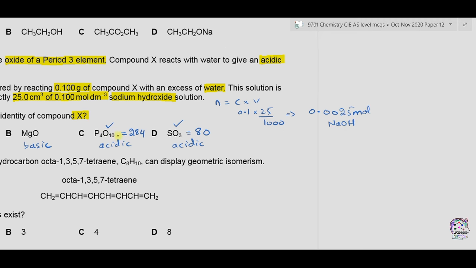Let's find the number of moles of phosphorus oxide and sulfur trioxide. The mass in grams is given, 0.1 grams, so the number of moles will be 0.1 divided by 284 for P4O10. It is equal to 0.0003521 moles. Similarly, for sulfur trioxide, we can find the number of moles by dividing mass in grams, which is 0.1, by molecular mass, which is 80. So it is equal to 0.00125 moles.